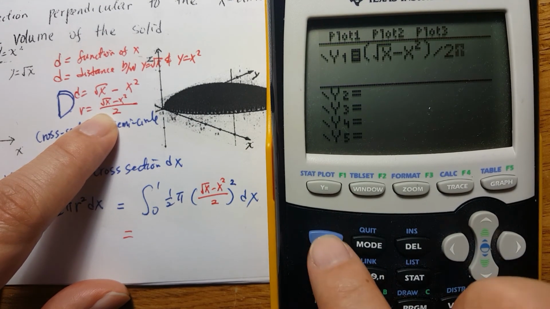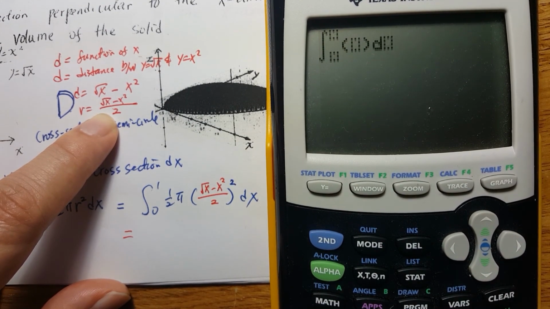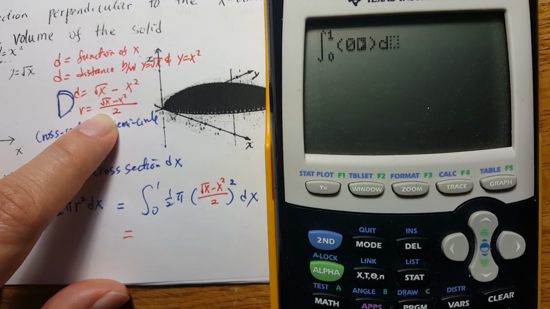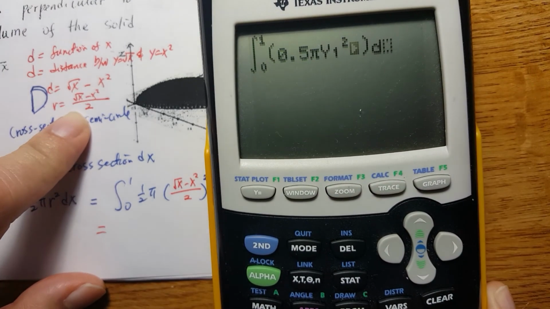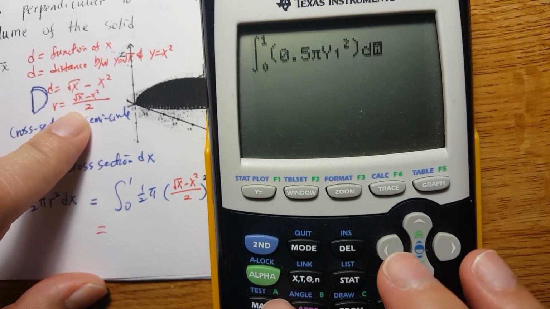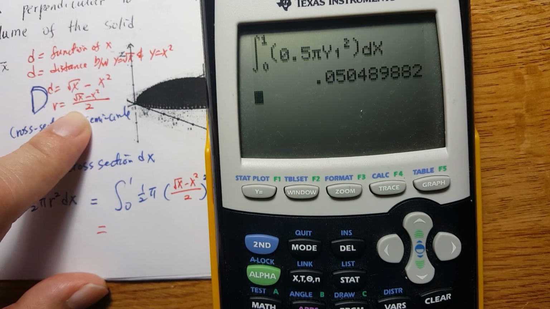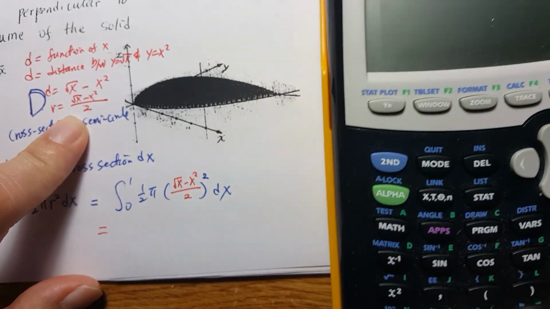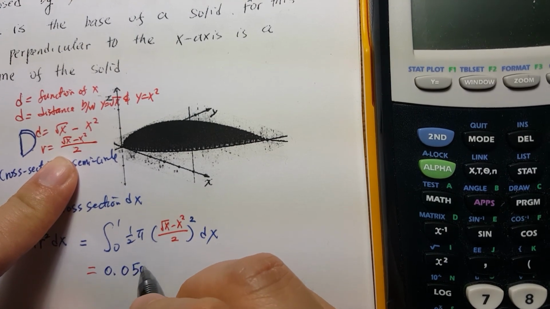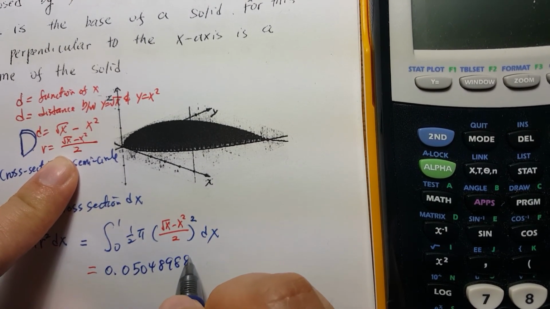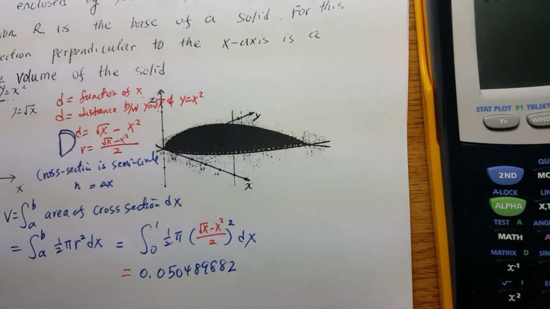Now we go back to math 9, 0 to 1. Because I know it's not going to be a decimal, I'm going to type in 1/2 pi, 0.5 pi, and then radius squared, and then dx. So that will be the answer. So we found the answer for this solid.